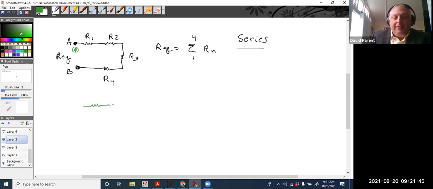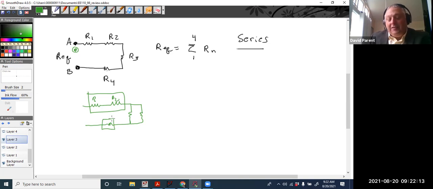Now, if I had this, R1 to R2, those are in series, but now I have a choice of which way to go. The current splits, but in a way, it's kind of like a trick question. The current splits in two directions, then comes back. And so in fact, these three are in series, you just don't notice it. Now, I can find the equivalent resistance of that and get the parallel combination.